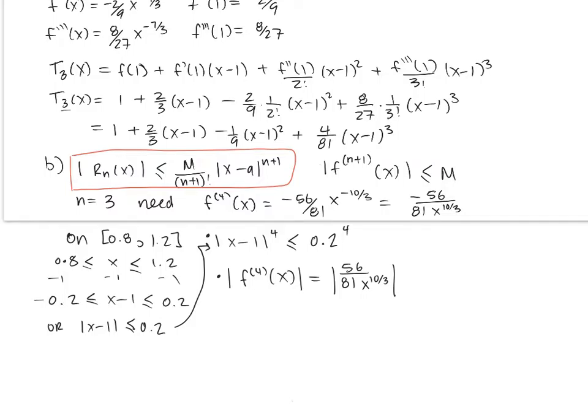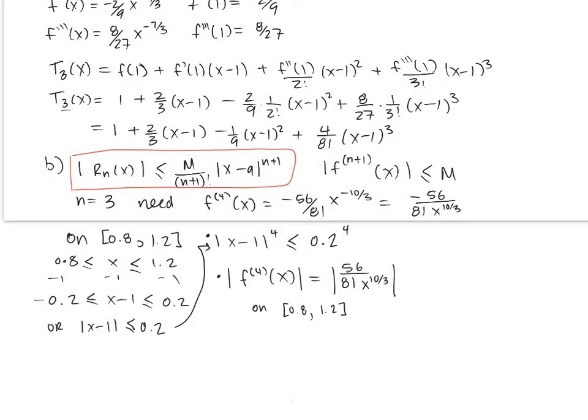Okay, and we're going to look at this on the interval from 0.8 to 1.2. It's a very general thing, but what has to happen to this function when you plug in bigger and bigger numbers? As you plug in bigger and bigger numbers, this function gets smaller, doesn't it? So on the interval from 0.8 to 1.2, when is this function the biggest?